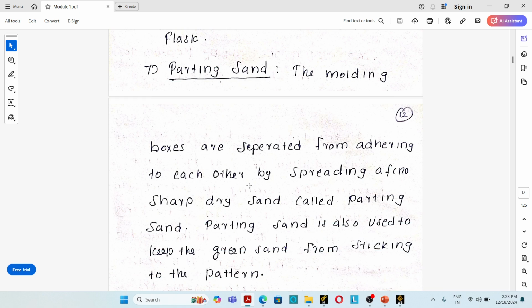And seventh one is the parting sand. Parting sand has one objective. First, it should prevent adhering of the molding sand in the parting surface. And it also provides easy withdrawal of the pattern from the sand casting mold.